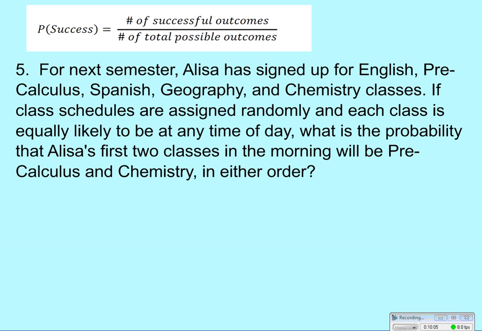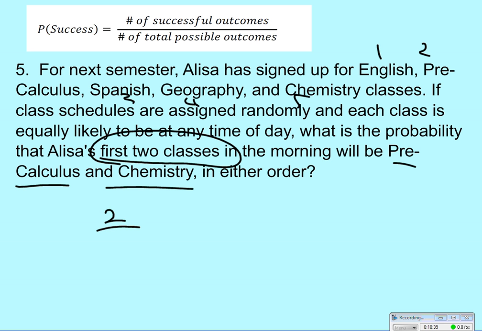Okay, so here are my options. I could sit here and draw it out, but it's easier for this one. For the first two classes, I've got two options, pre-calc and chemistry. So for first hour, I've got two things that could be first hour, pre-calc or chemistry, out of 6 total classes. Let's see, 1, 2, 3, 4, 5. Sorry. So for first hour, I've got 2 out of 5 choices.